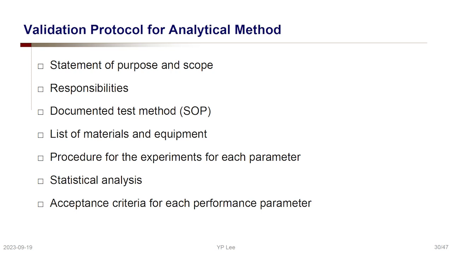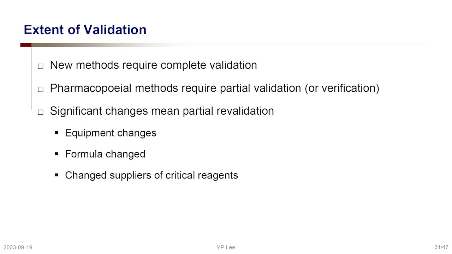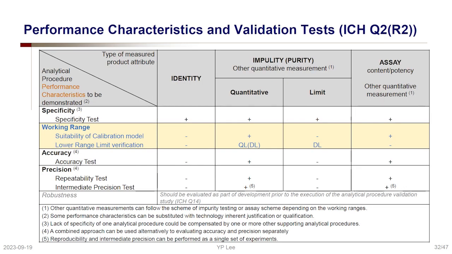For the validation protocol, these are the things that need to be included into the validation protocol. And the extent of the validation. For new method, full and complete validation is required. For the pharmacopeia method, the partial validation, or to be more precise, the verification need to be conducted. And if there is any changes to the method itself, then those changes need to be partially revalidated. For example, there is a change to the equipment, or the formula is changed, or critical reagents suppliers are changed. If that is the case, then the partial revalidation need to be conducted.